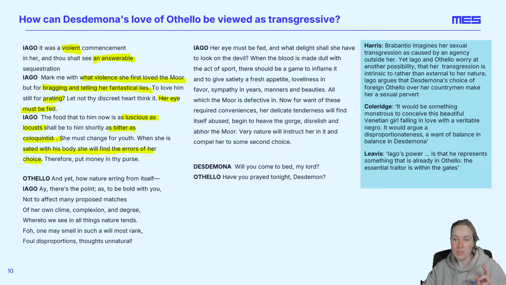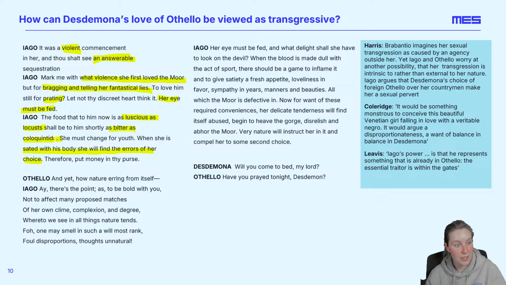Okay. So Iago here is saying, look with what violence, again, what passion she first loved the Moor, and only for him telling her lies and bragging. So essentially, how foolish is she for falling in love with someone talking nonsense to her? How can she continue loving him just for carrying on and whining at her and mooning over her? There's no way. Her eye must be fed. So her lustful desires that made her fall too quickly in love, and too transgressively in love with Othello, that need of hers must continue to be fed.